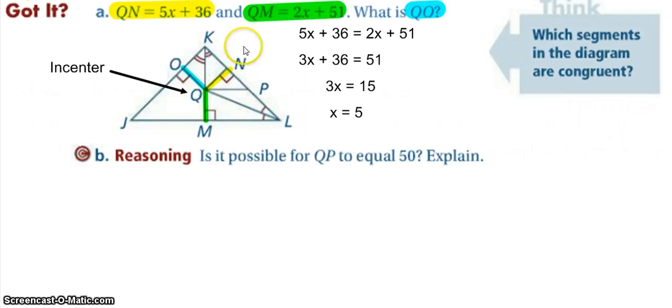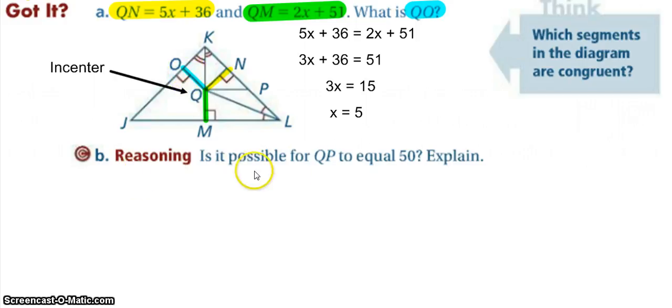So here, because I know that QM is equal to QN, I've set them equal. I then subtract 2x from both sides. I then subtract 36 from both sides and get 3x is equal to 15. I then divide by 3 and find that x is equal to 5, which I can plug back into either of these and find that my answer is 61 for the length of QO.